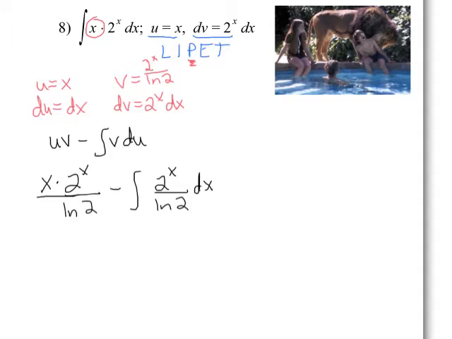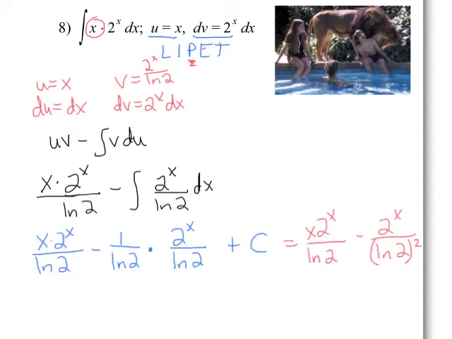When that is filled out, we can factor out the denominator because it's just a constant, and then take the antiderivative of 2 to the x. There we go. Factoring out the ln of 2, and then taking the antiderivative of 2 to the x. And then I took all of this and simplified it down, and since it's an indefinite integral, we have to remember the plus c at the end.